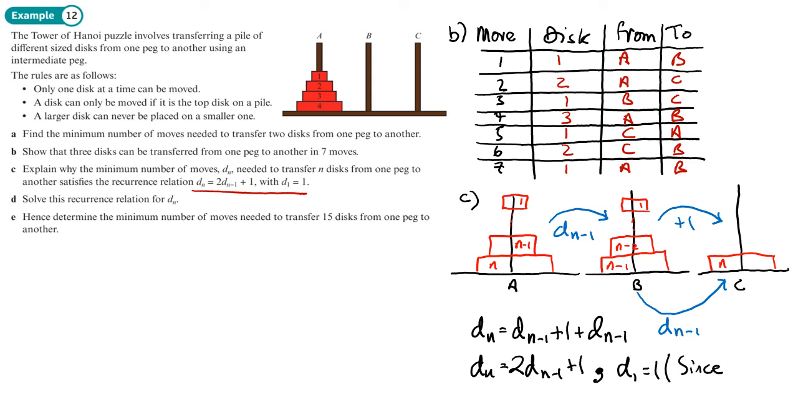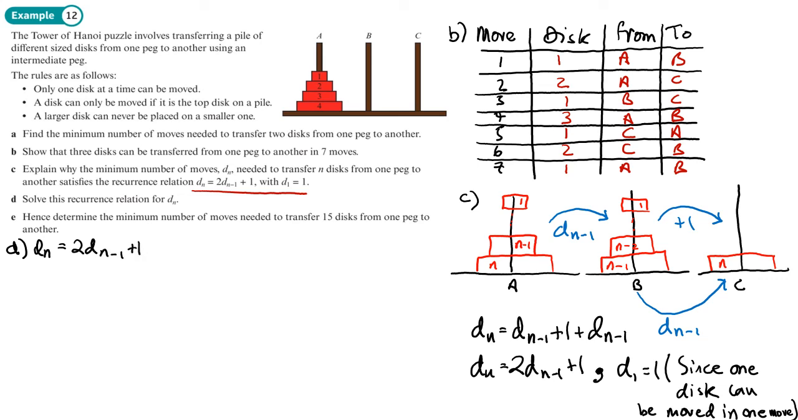Since one disk can be moved in one move, we need to explain the initial condition as well. Okay, we're now on to part D, and part D is asking us to solve this recurrence relation. The recurrence relation is d_n equals 2d_(n-1) plus 1.